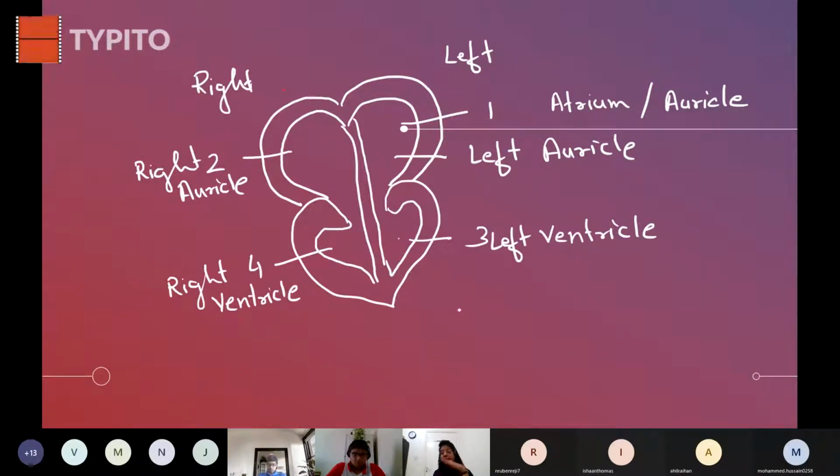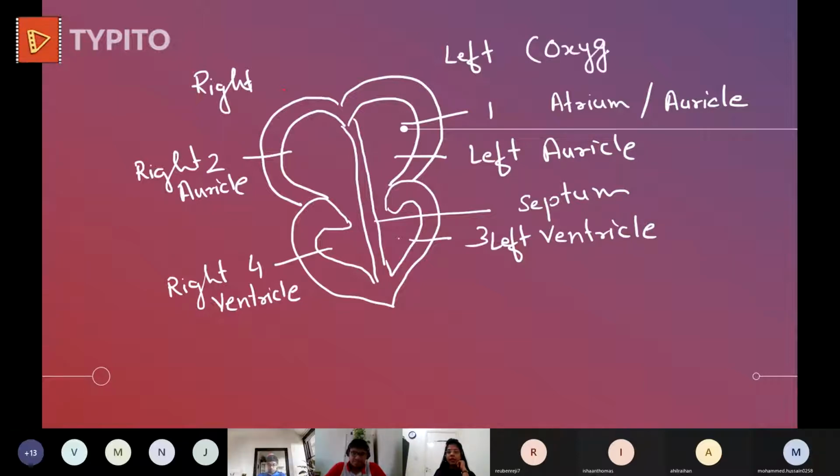And in between the left side and the right side, a partition is there. So this partition is separating the left side from the right side entirely, from top to bottom. Left side is separated from the right side. What is the name of this partition which divides the left and right side? Septum.